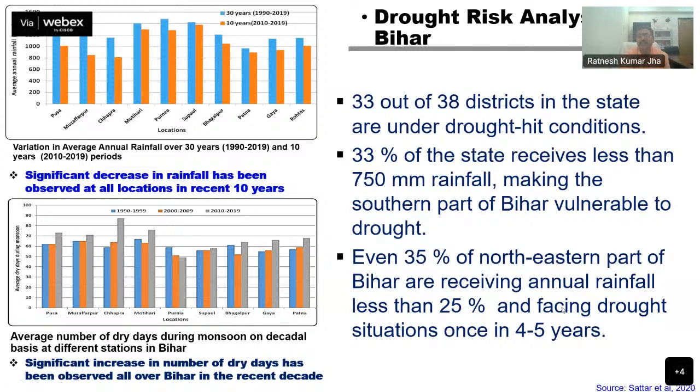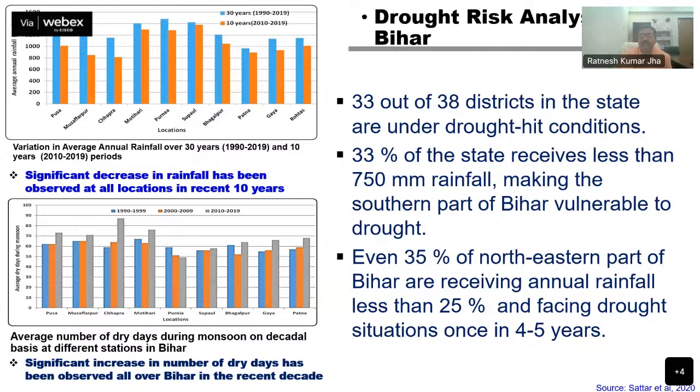And out of 33 districts, many are under drought hit conditions. So one time I am saying that almost all districts are flood affected. The second time I'm saying that most of the districts are drought affected. The fact is that the same district, same land situation, same field, and same year also we can say, and same crop you can say, is both flood affected and drought affected.